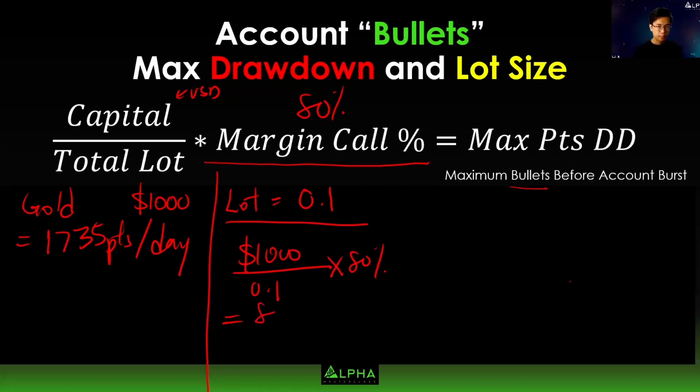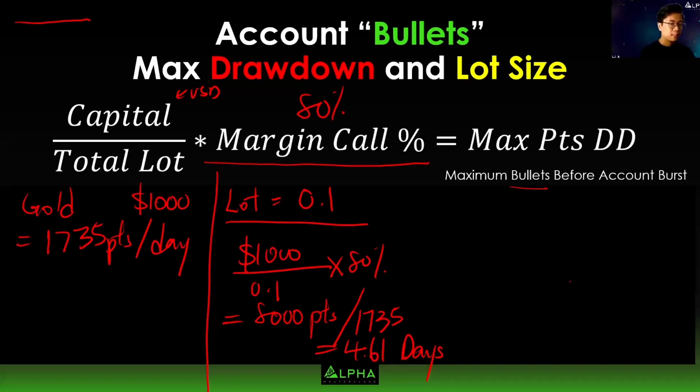8,000, right? Now, this 8,000 is the maximum point drawdown. And I want you to divide it by 1735. And what will be the new number? Okay, 4.61. And this is in the unit of days.